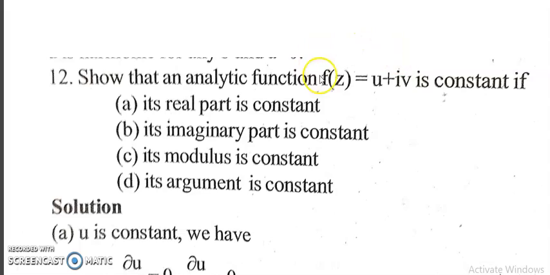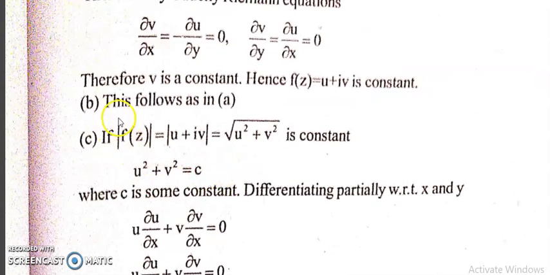So the modulus of this function is constant. Here you see mod f of z. What is modulus f of z? Modulus of u plus iv is the root of u square plus v square, which is constant. This is our assumption.